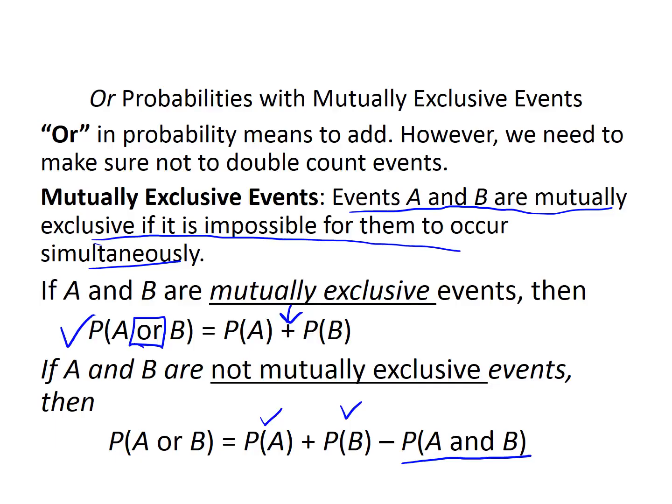For example, with cards, if you want the probability of a king or a heart, there is one card that is exactly both, the king of hearts. You don't want to count it as a king and count it as a heart, or you have double counted. So the probability of a king or a heart is not mutually exclusive because you can get the king of hearts.